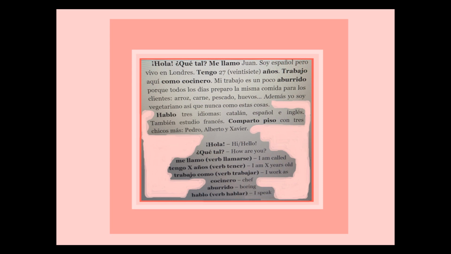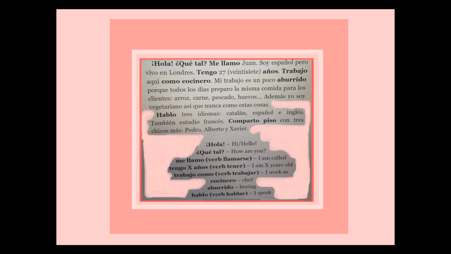Tengo X, there should be some kind of digit, some kind of number. Tengo 20, I'm 20 years old, I'm 10 years old, I'm 100 years old. Tengo 20 años, I am 20 years old. Tengo 30 años, I'm 30 years old, and so on. So they use tengo, I have, remember that, tengo, I have so many years, they say.